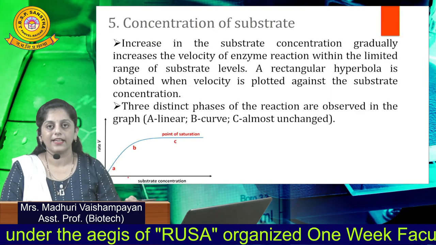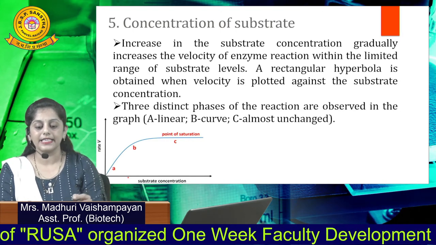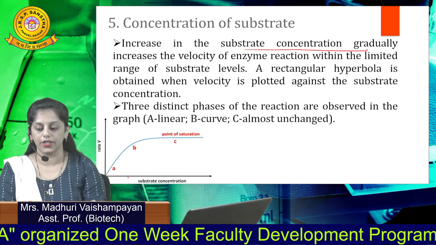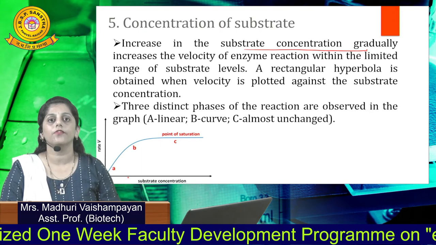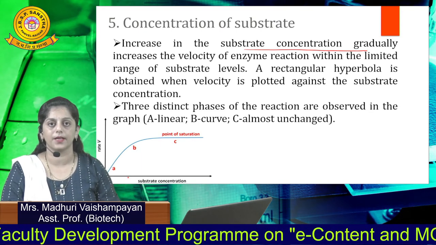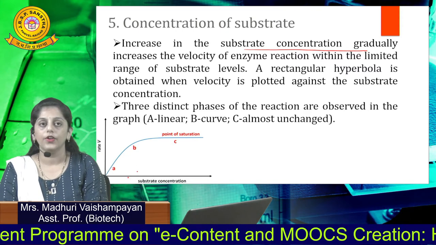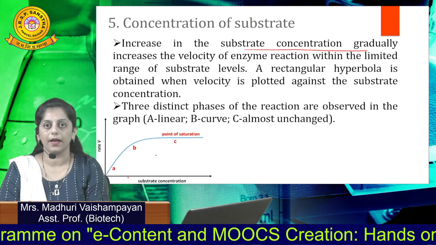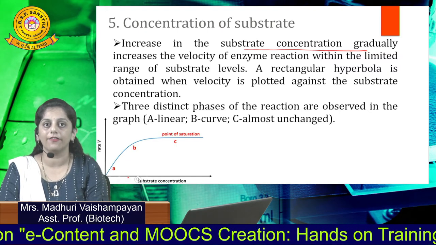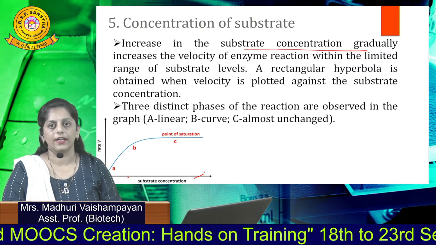Next factor is the concentration of substrate. As the substrate concentration increases, gradually the velocity of the enzyme reaction increases, within the limited range of your substrate level. A rectangular hyperbola is obtained when the velocity is plotted against the substrate concentration.